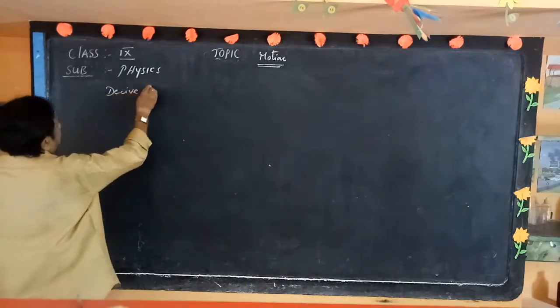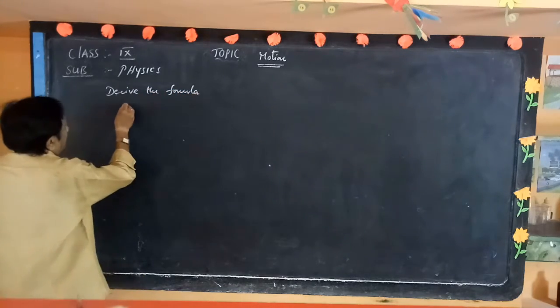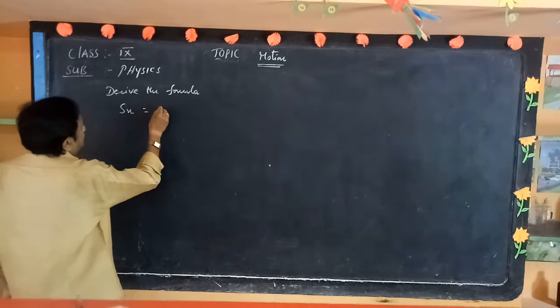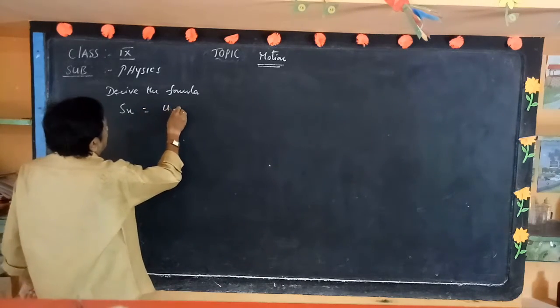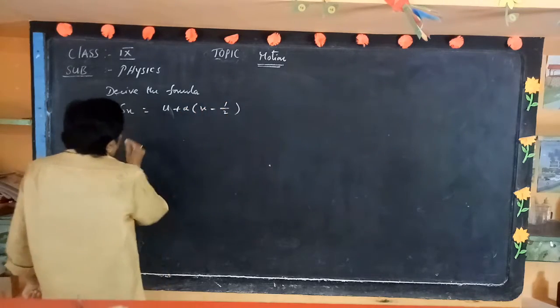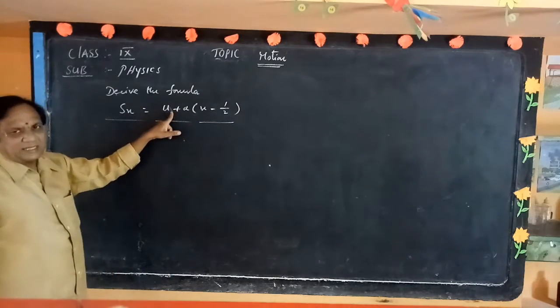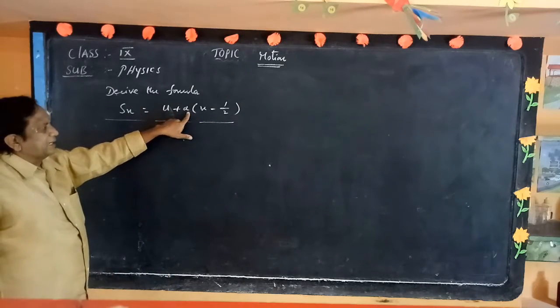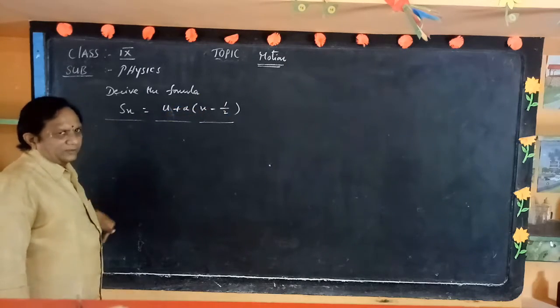Derive the formula. Sn is equal to u plus a into (n minus 1 by 2). This is the application. u is the initial velocity, a is acceleration, n is the given time, minus 1 by 2. How to get this? The equation you can see.